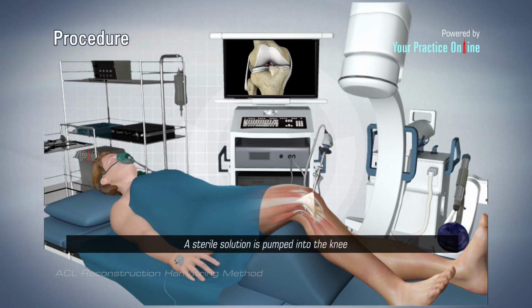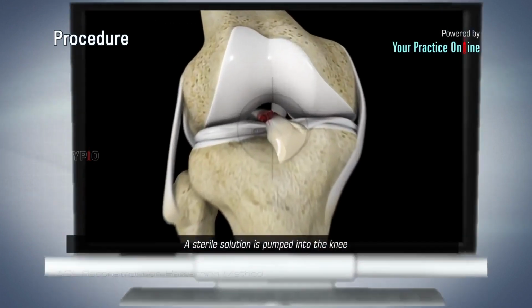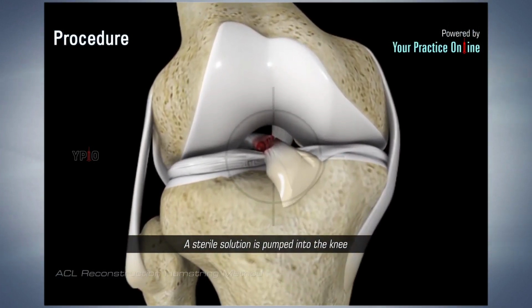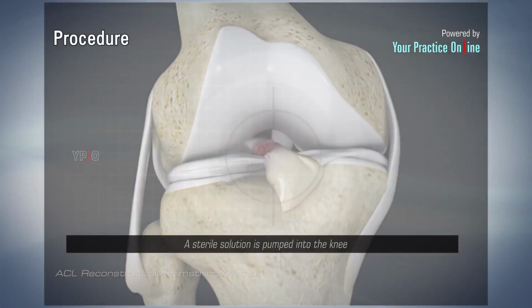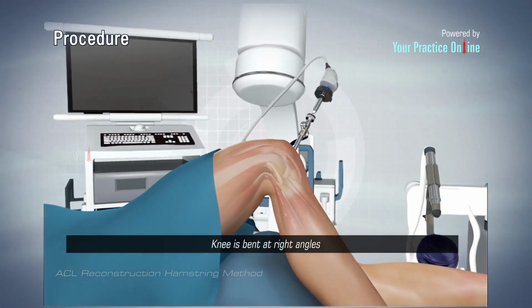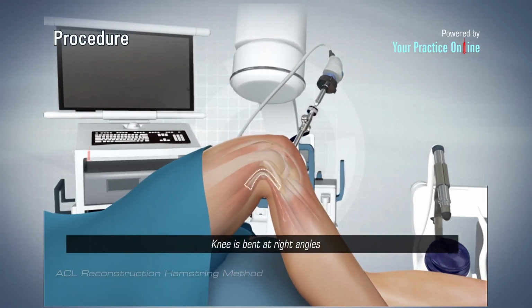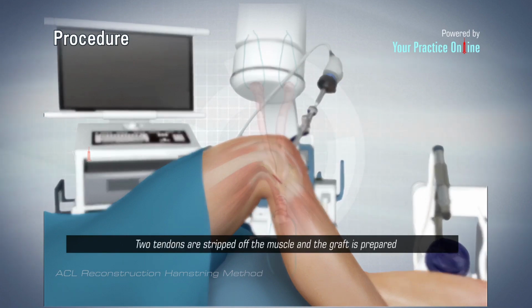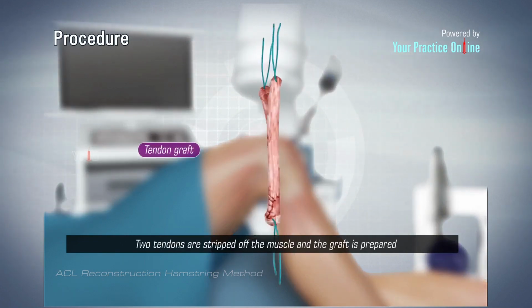Along with the arthroscope, a sterile solution is pumped into the joint to expand it, enabling the surgeon to have a clear view and space to work inside the joint. The knee is bent at right angles and the hamstring tendons felt. A small incision is made over the hamstring tendon attachment to the tibia, and the 2 tendons are stripped off the muscle and the graft is prepared.